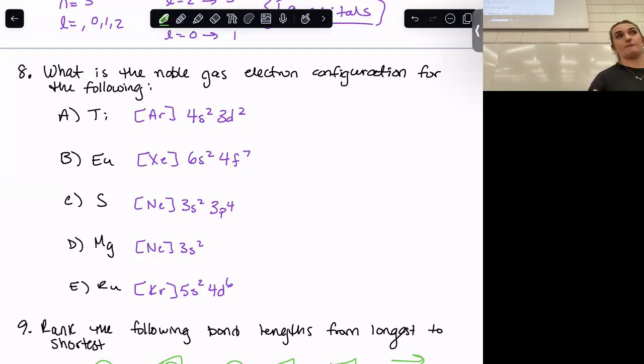Electron, it can have 14. Yep, because the first time L is equal to 3, that's the first time you see F. Then M sub L can equal -3, -2, -1, 0, 1, 2, 3. And there are 7 options there that can each have 2 electrons, so 14 total. And if you count the F block, there are 14 elements in there.